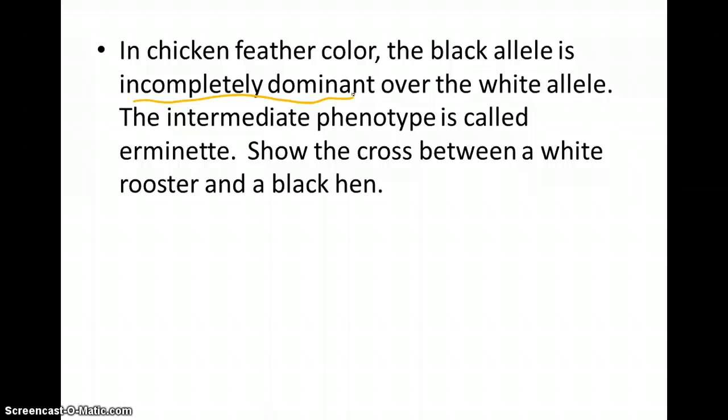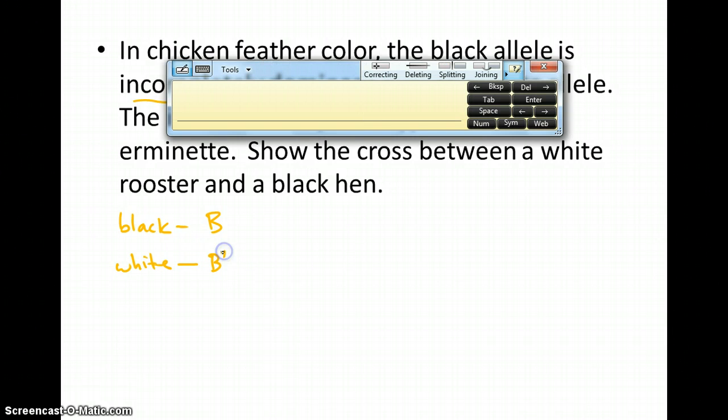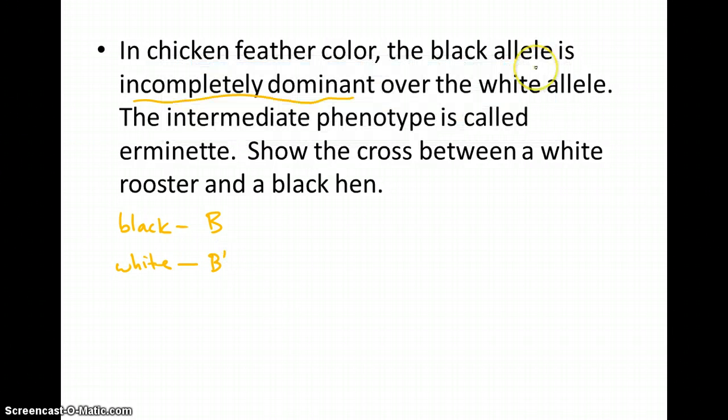First things first, let's figure out what symbols we want to use for these different alleles. We have a black feather color. Let's use big B for that symbol. And we have a white feather color. I want to use the same letter because it's the same characteristic, so I'm still going to use a B. I don't want to use a lowercase b because that would imply that white is recessive to black. So I still want to use a big B, but I want to somehow show that they're different, so I'll just put a little tick mark there. So now I have big B for black and big B prime for white.